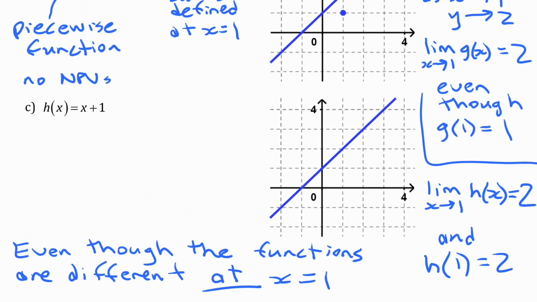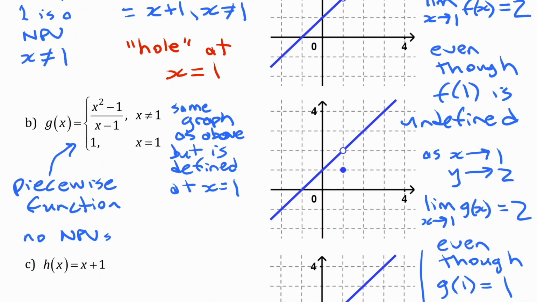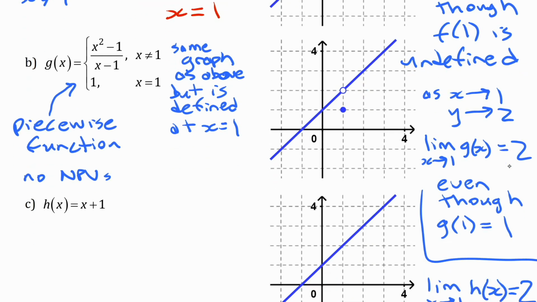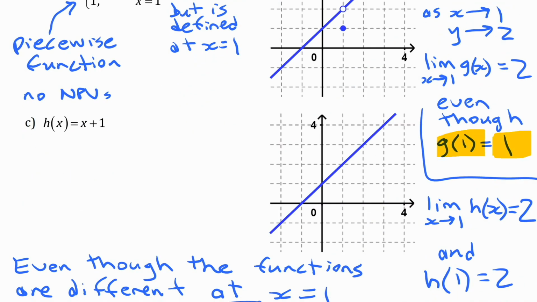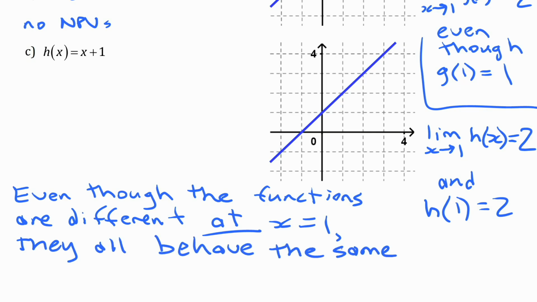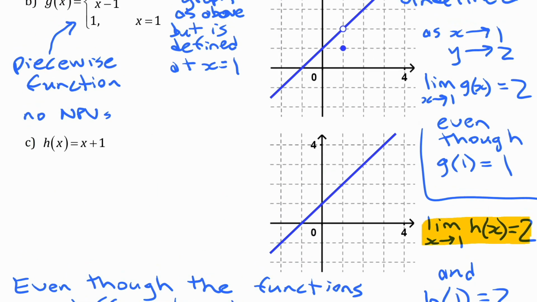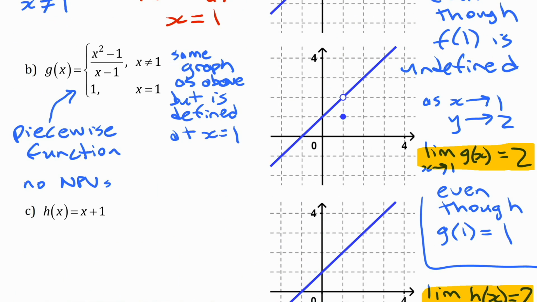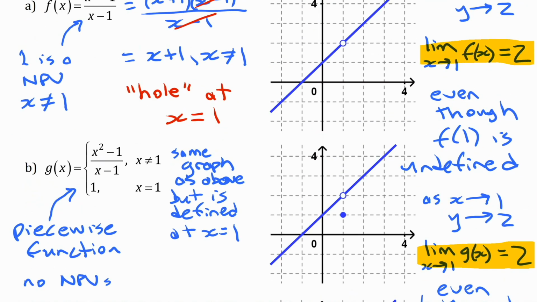And just to reiterate the point here, even though the function values are different for each of these three functions at 1, for the first one, you remember that f is undefined at 1. There is no f of 1. And g of 1 is 1, and h of 1 is 2. So the functions are all defined differently at 1, but they all behave the same near 1, which we wrote with limit notation. The limit of h of x as x approaches 1 is 2, the limit of g of x is 2, and the limit of f of x is 2. They all have the same limit, even though the functions are defined differently at 1.